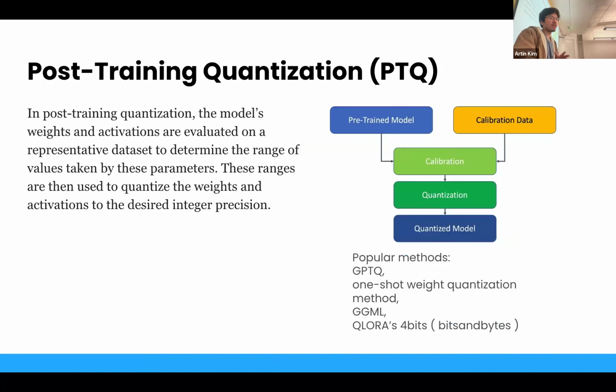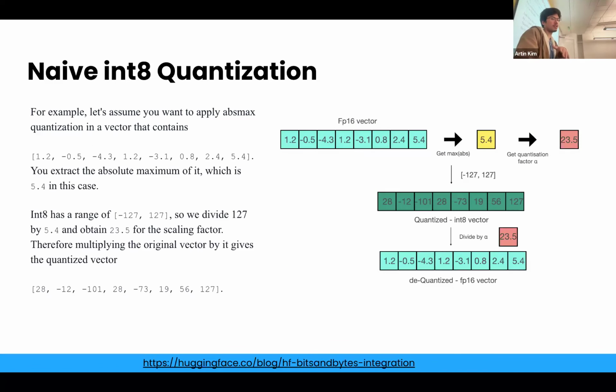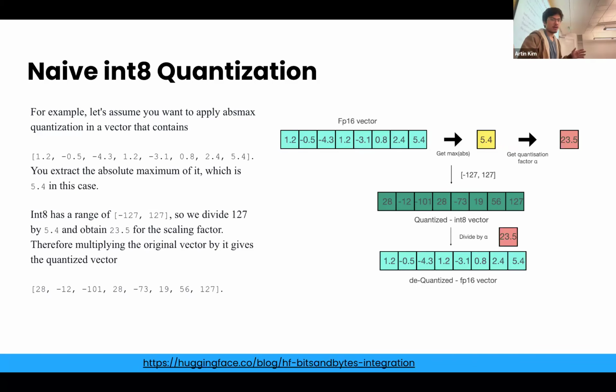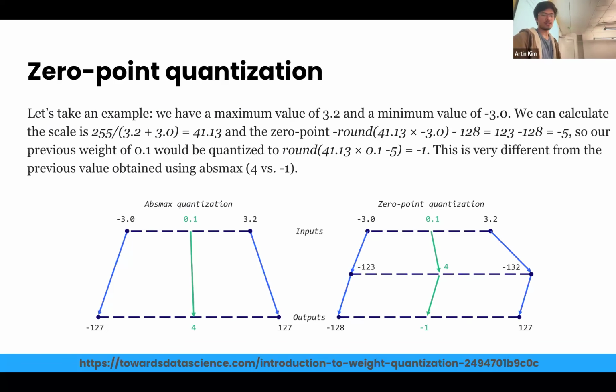There are a lot of other ways, but with post-training quantization, you pretty much just do this kind of integer representation. You can do some better stuff where it's not just the absolute range you account for. For example, here, negative 127 will never get used because there's no negative 5.4. So you can actually shift the range and stretch it. And this is called zero-point quantization.